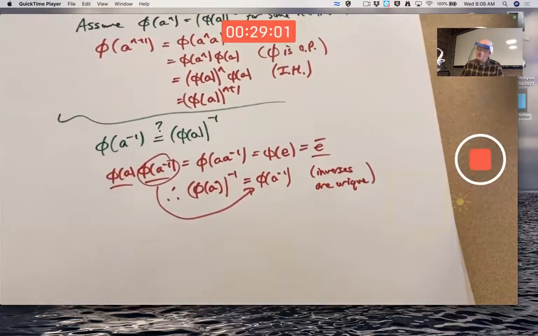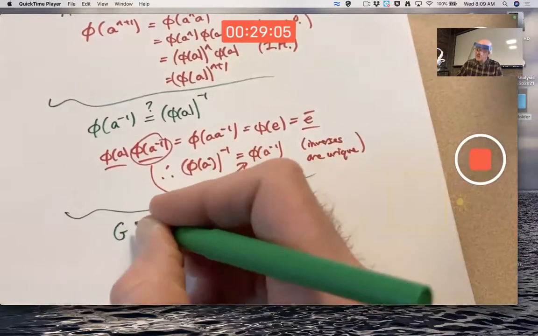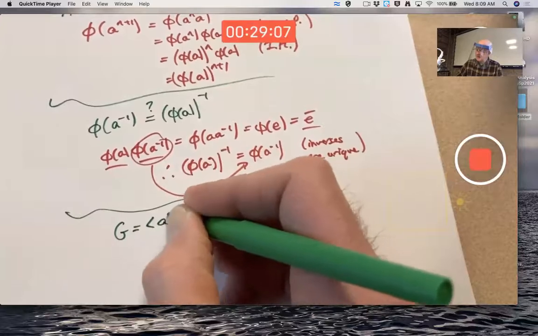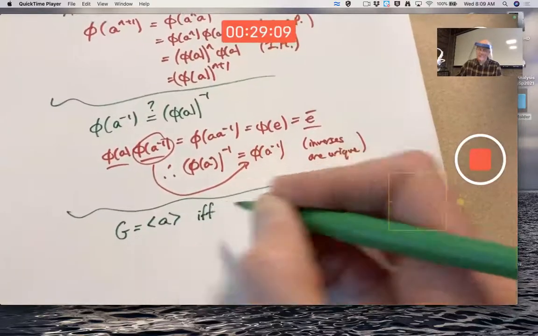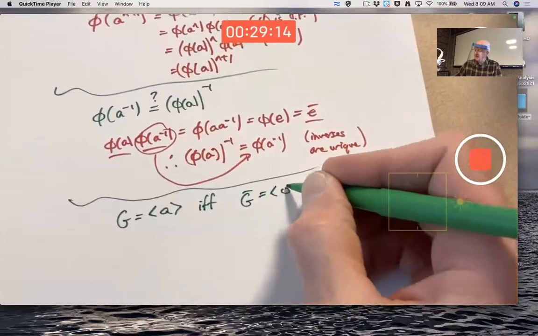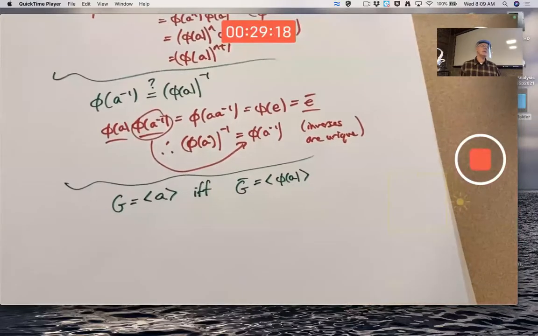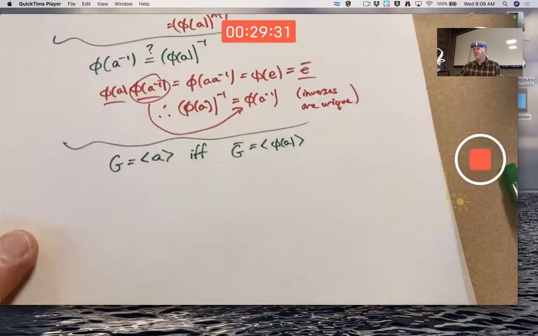Property 4 was to prove that G equals the cyclic subgroup generated by A, if and only if, IFF, G bar is the cyclic subgroup generated by phi of A, which would prove that G is cyclic if and only if G bar is cyclic as well, which is a property on the next page. I said to try to do a little extra careful proof of this one.